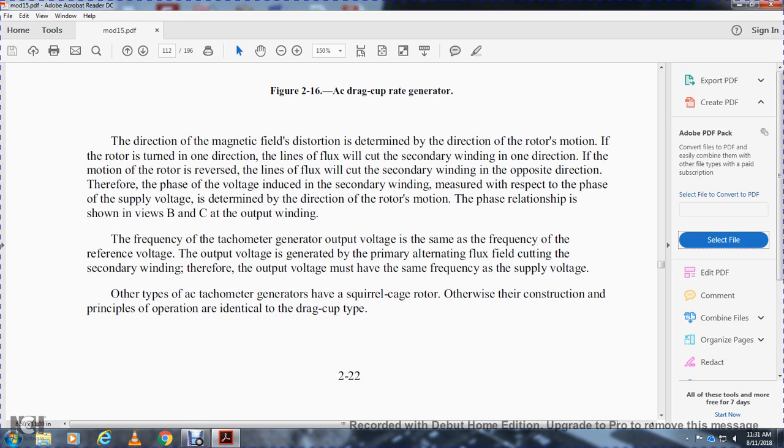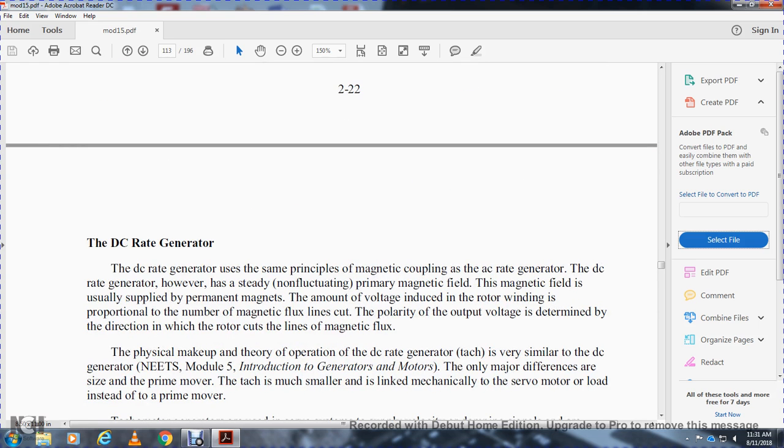Otherwise, the construction and principal operations are identical to the drag cup type. The DC rate generator uses the same principle of magnetic coupling as the AC rate generator. The DC rate generator, however, has a steady, non-fluctuating primary magnetic field. The magnetic field is usually supplied by a permanent magnet. The amount of voltage induced in the rotor winding is proportional to the number of magnetic flux lines cut.